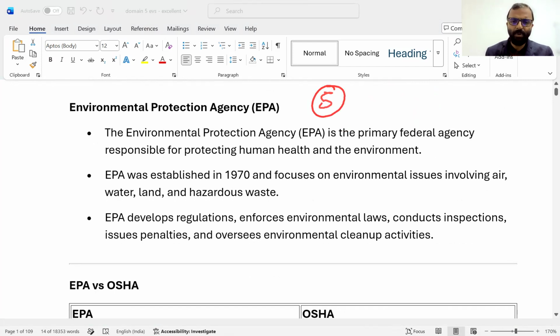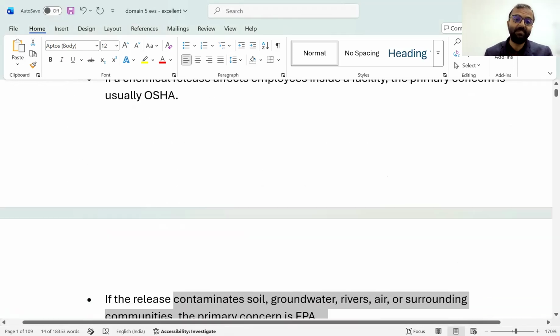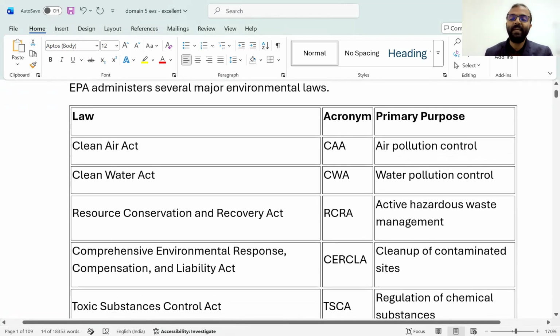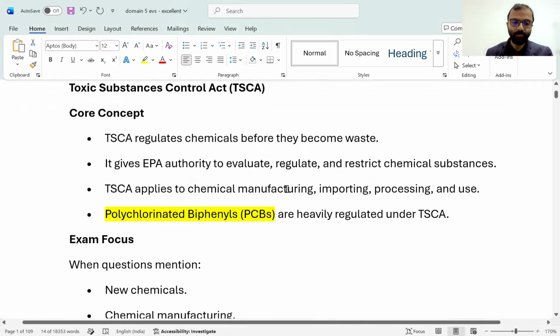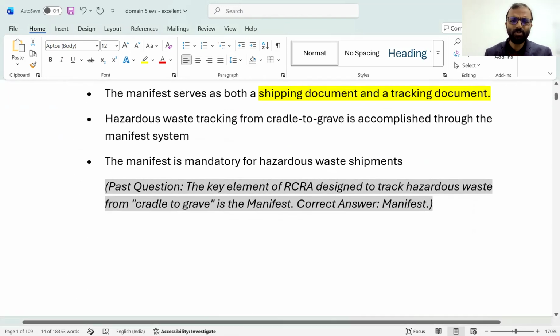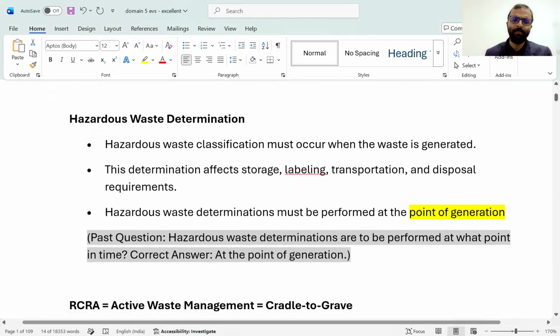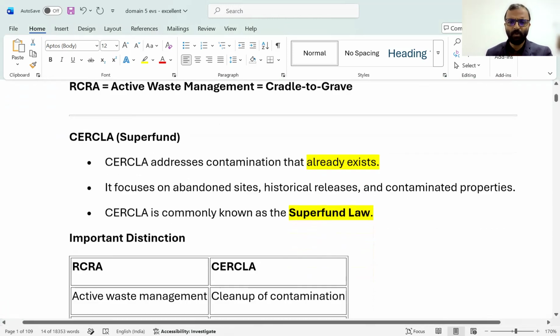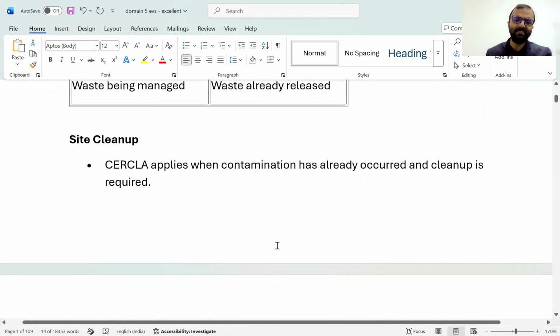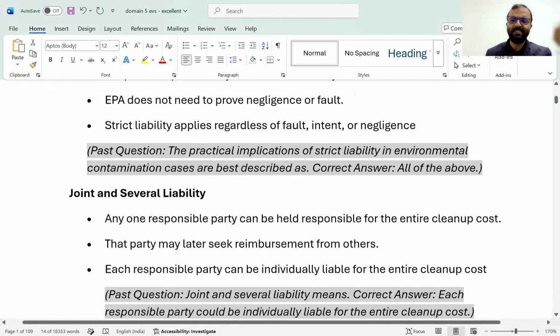Domain 5 is environment and environmental management system. In this, we will be learning about a lot of environmental laws, and also environmental agencies, and various laws that have been enacted in the US. Laws are very important, and most of the time questions come from laws. Tricky questions, application-based questions, understanding questions are coming. That is what you must understand.